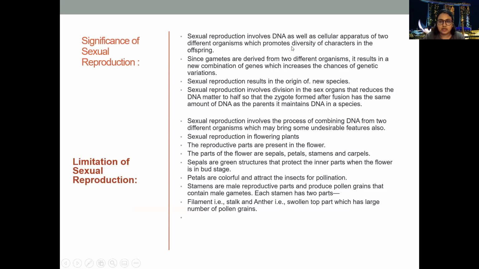So what is the significance of sexual reproduction? Sexual reproduction involves the DNA as well as the cellular apparatus of two different organisms, which promotes diversity of character in the offspring and promotes crossing over. Since gametes are derived from two different organisms, this results in a new combination of genes, which increases the chances of genetic variation. Understand?